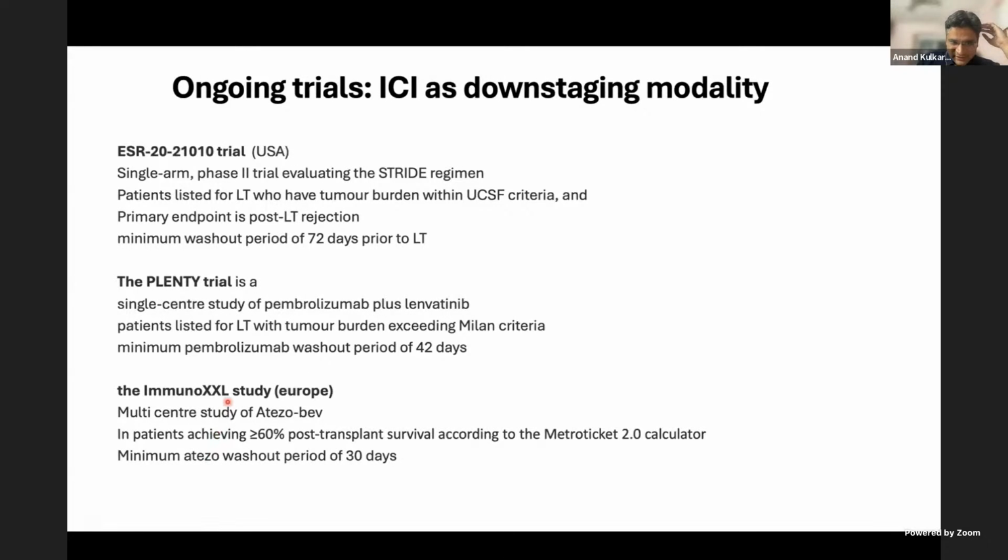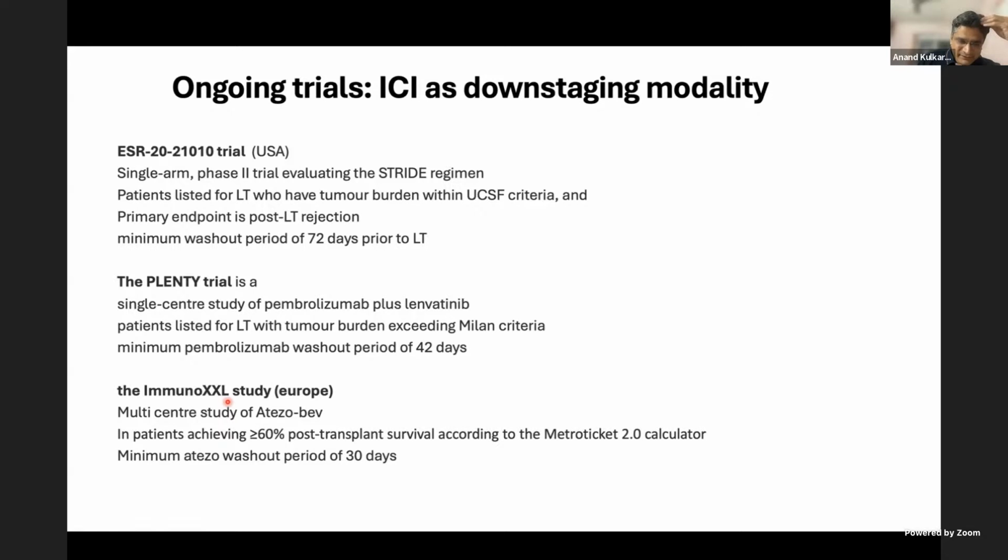There is one more study on pembrolizumab plus lenvatinib. The minimum pembrolizumab washout period is 42 days in that study. And the trial from USA is based on the STRIDE regimen, which has been approved recently: a single dose of tremelimumab followed by durvalumab. Although tremelimumab is not yet available, it will be available in a month or so.